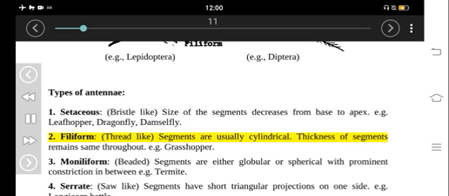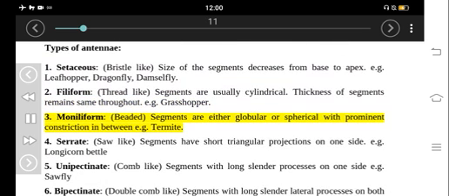3. Filiform. Thread-like, segments are usually cylindrical. Thickness of segments remains same throughout. E.g., grasshopper. 4. Moniliform. Beaded segments are either globular or spherical with prominent constriction in between, e.g., termite.